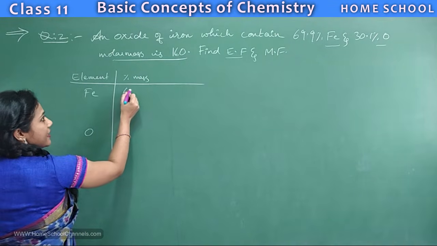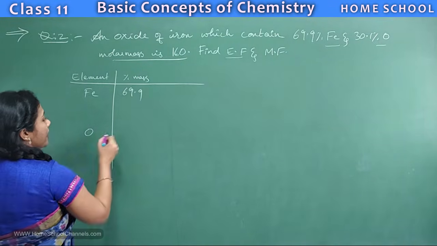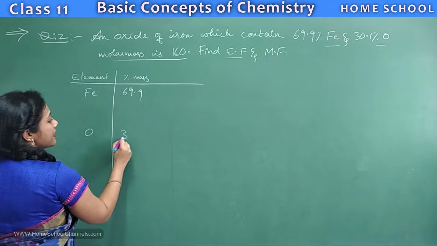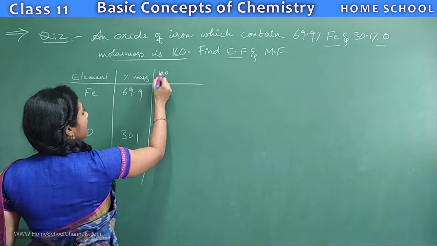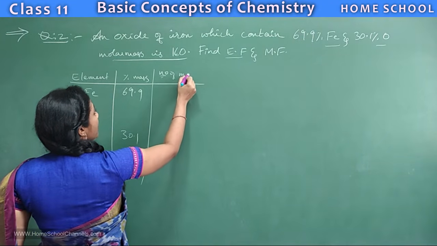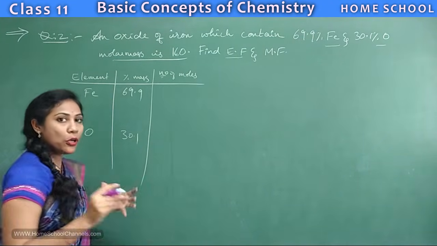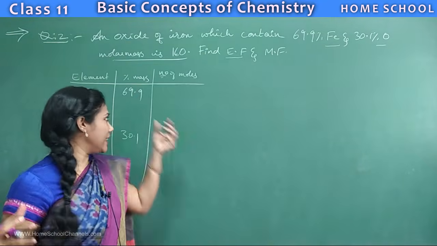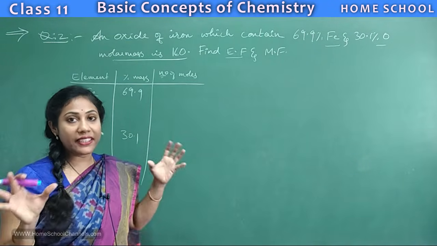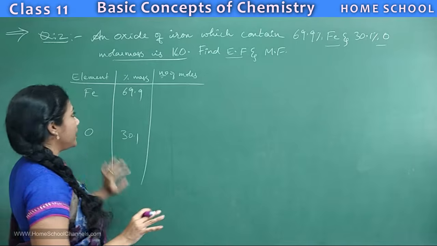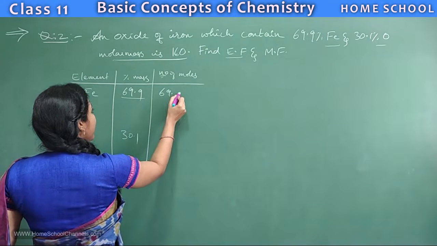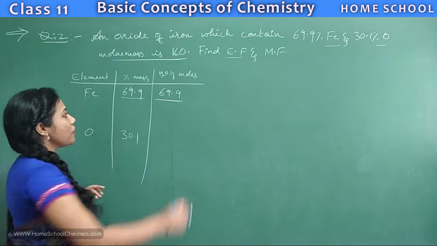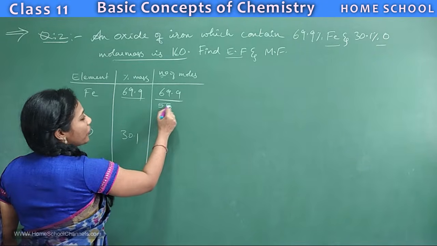Iron's mass percent is 69.9 and oxygen's mass percent is 30.1, right? So in the next column, we have to calculate the number of moles. How do you calculate the number of moles? It's the mass, that is the percentage mass given, divided by the atomic mass. So what is the mass given? 69.9. And the atomic mass of iron is 55.8.